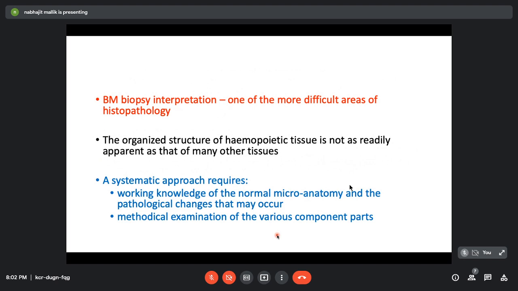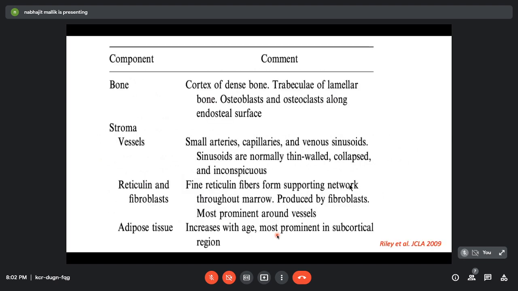So with that, we go ahead and see how we approach a bone marrow aspirate. What are the components of the bone marrow? Here we have bone, stroma, vessels, reticulum and fibroblasts, and adipose tissue. These are components of bone marrow which are sometimes forgotten. When you ask a postgraduate student what the components of bone marrow are, he'll talk about the hematopoietic elements but forget about these, but these are very, very important components of the bone marrow.